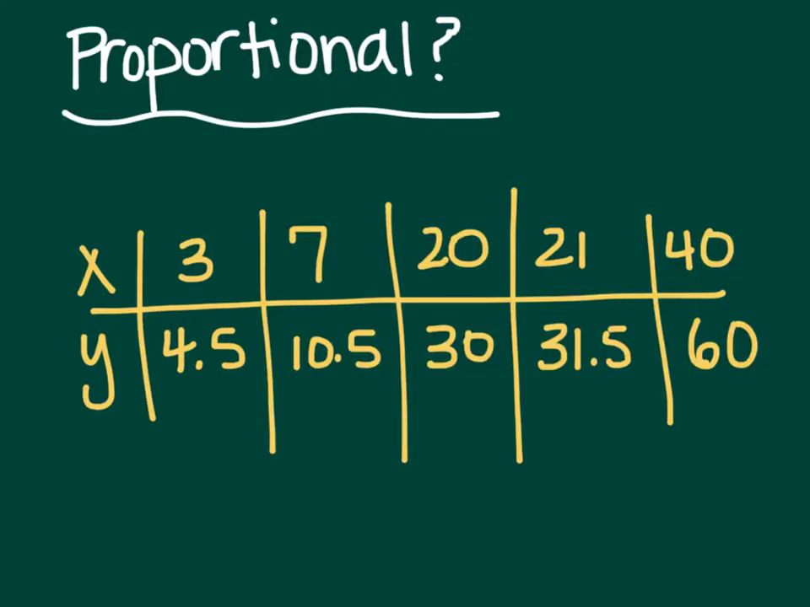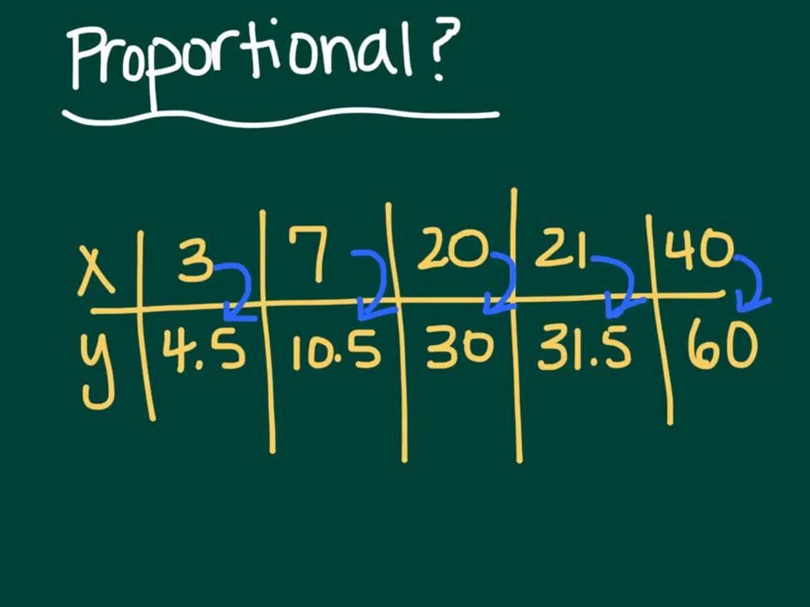All right, so here's our next problem. We want to know, is this proportional or not? To test if a table is proportional, it has to be changing by the same amount each time. So I have to figure out, how do I get from 3 to 4.5, from 7 to 10.5? Am I multiplying by the same rate? Is it changing by a constant rate?